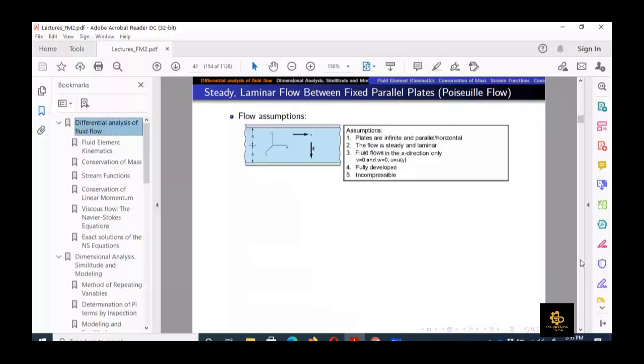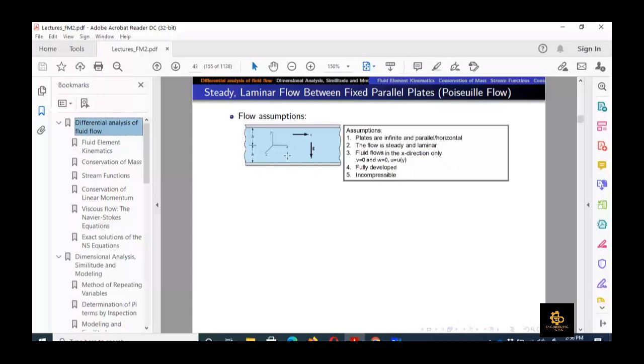Again, here the assumptions are shown. Plates are infinite in x and parallel horizontal plates, so there is only the u component. The flow is steady and laminar, which means streamline flow. The third assumption is that fluid flows in the x direction only, so there is only the u velocity component, and v and w are zero. And the most important assumption is that the flow is fully developed in the x direction. Fully developed means that if we travel along a streamline, the velocity does not change in x. So partial u by partial x is equal to 0.